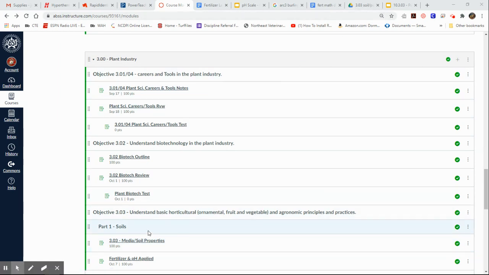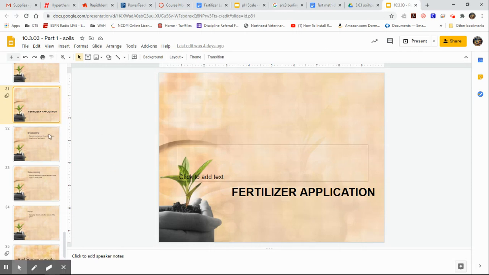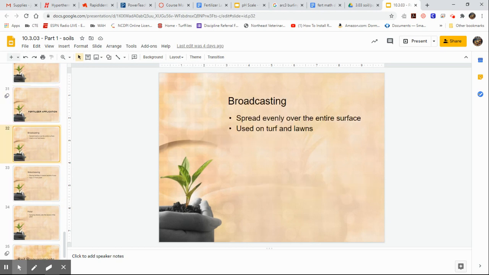So today, the first thing, once again, these are the bottom two things in your module in the plant industry section. So continuing on, all we did today was talk about fertilizer application. There's different ways that you can apply fertilizer. Some of this depends on what type of fertilizer you put down. Broadcasting is really broad. So think about when you're putting fertilizer or lime out in your yard. You're putting it in a spreader and you're putting it out over the entire yard or the entire area. That's called broadcasting.